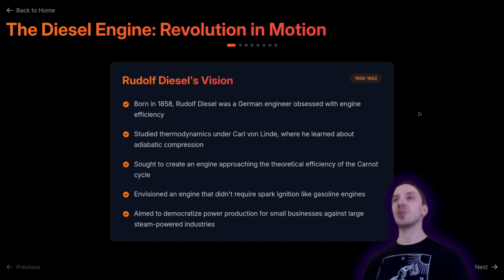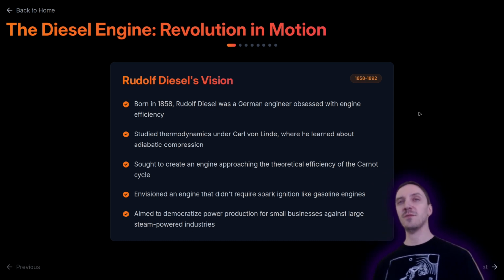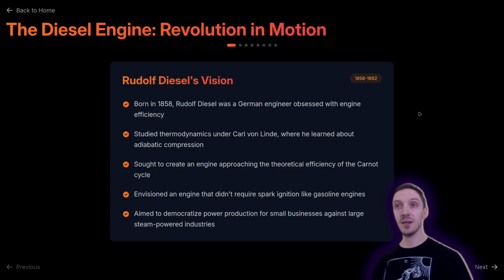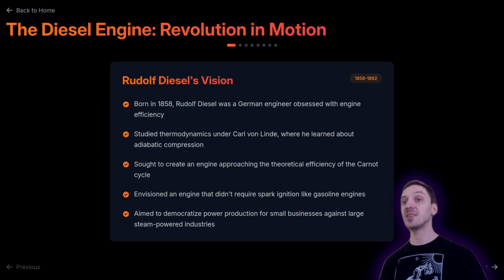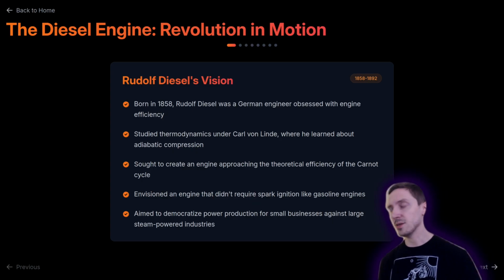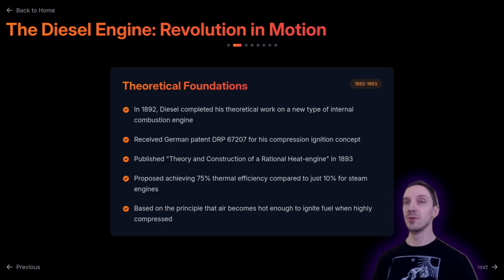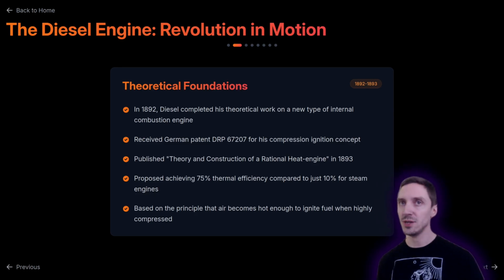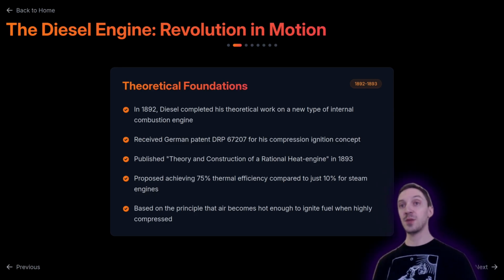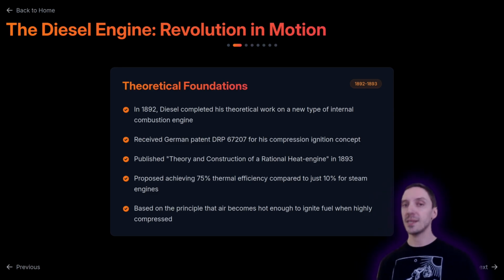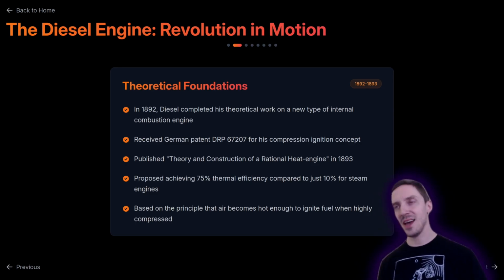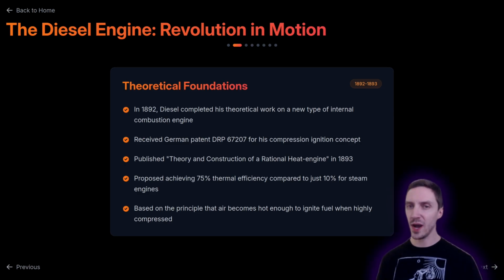Rudolf Diesel was a German engineer, born in 1858, who studied thermodynamics under Carl von Linde. Diesel envisioned an engine that didn't require a spark ignition like gasoline engines. In 1892, Diesel completed his work on a new type of internal combustion engine. Diesel published Theory and Construction of a Rational Heat Engine in 1893. And at the time, steam engines were quite inefficient.